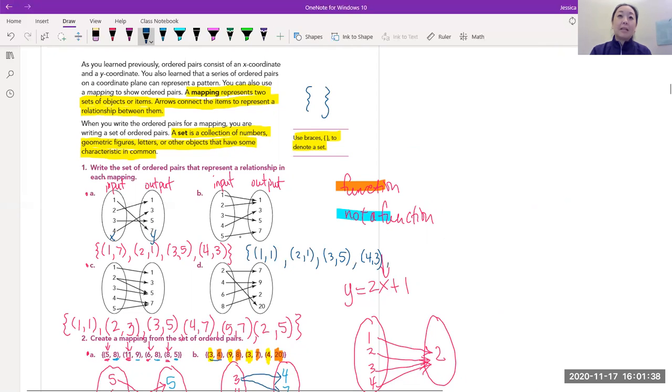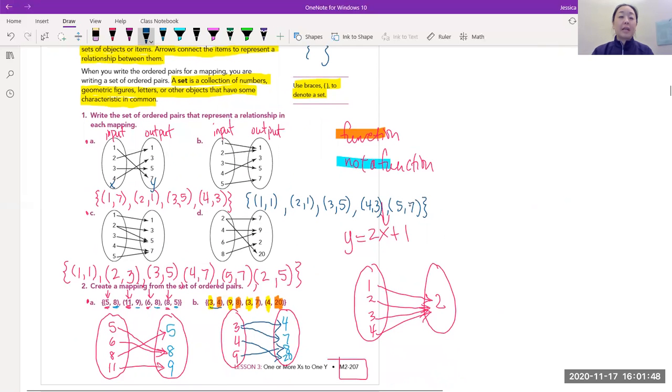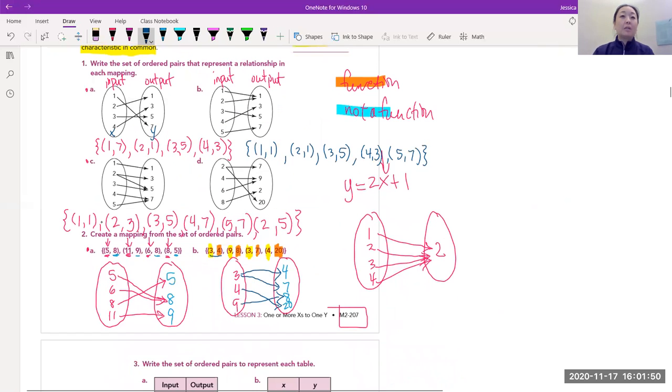It's like a puzzle, like a match. So 5 going to 7. So that's 5, 7. And end that with the braces. Okay? So that's what you should have gotten. And then we did the same thing for letter C.